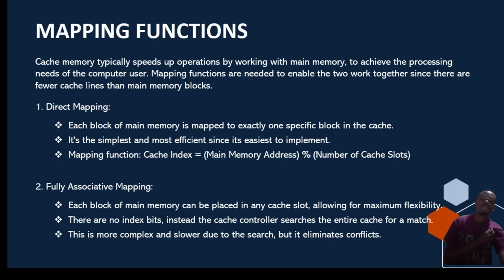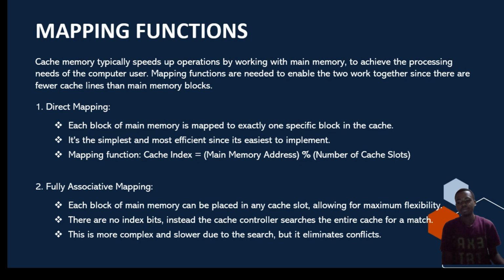So I'll be taking you through mapping functions, as well as something else we're going to see in the future. Cache memory typically speeds up operations by working with main memory to achieve the processing needs of the computer user, like I explained earlier. And mapping functions are needed to enable the two to work together, since cache has fewer lines than main memory blocks. So we commonly have three approaches: direct mapping, fully associative mapping, and set associative mapping.